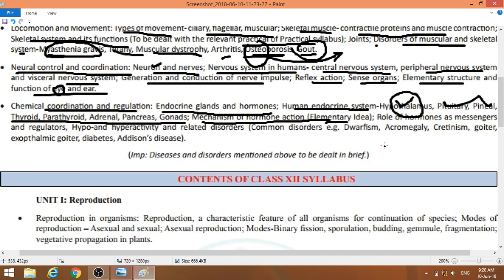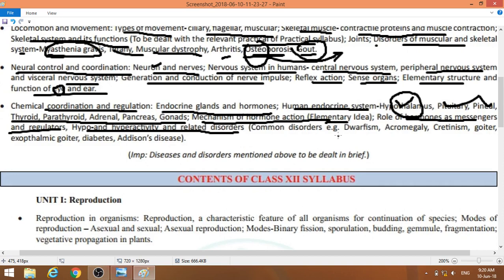The elementary area of hormones: you will find how a hormone triggers the cascade of its function. That is important. The role of hormones as messengers and regulators. Hypo- and hyperactivity and related disorders. You had a question. Any questions here?